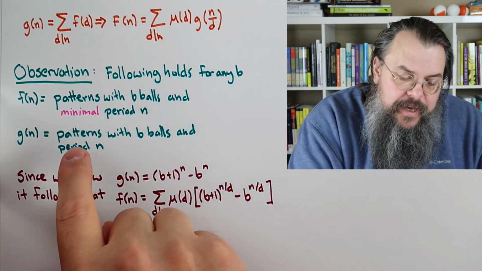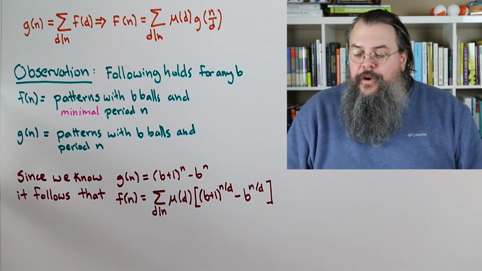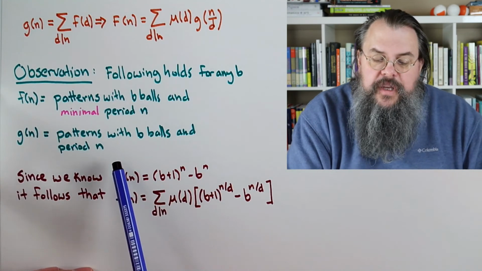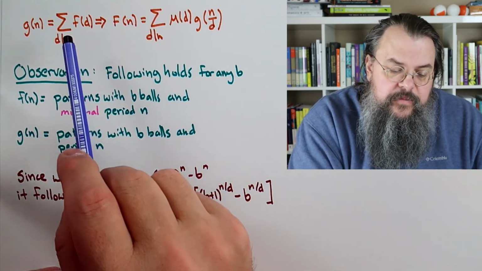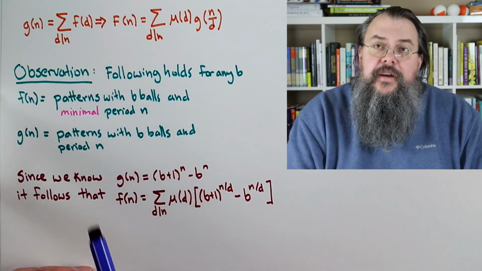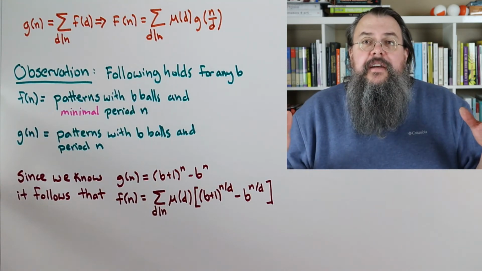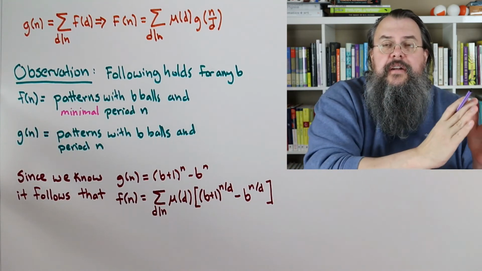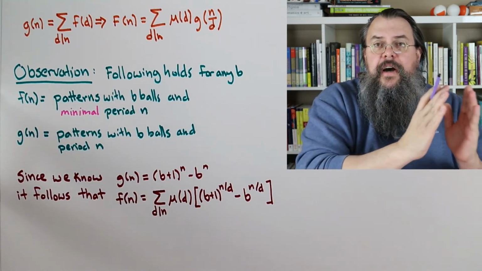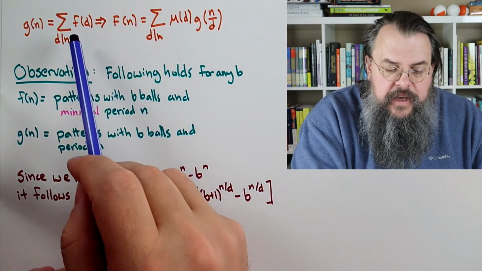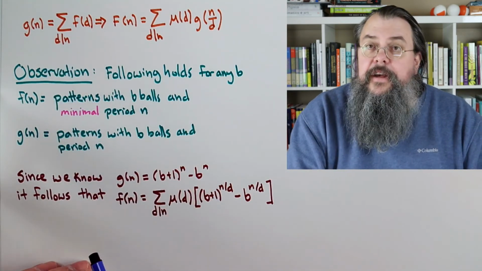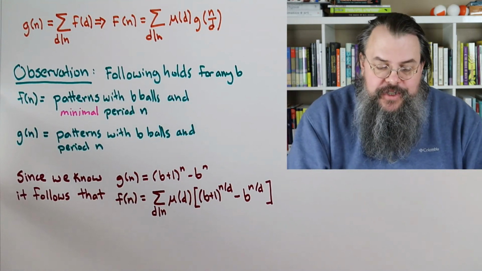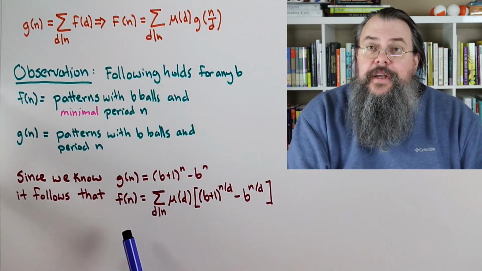And so, okay, what's the case? Well, here's the thing. If I look at all the patterns with b balls in period n, then it must be formed by saying, look, the only way you can find a pattern with period n is either you are period n or you're built off of something which is repeated, but the only way you can repeat something is if you're a divisor of n and you have that pattern. So that's f of d for all d that divides n. So we now turn it around because we know what g is, and so we can get f.